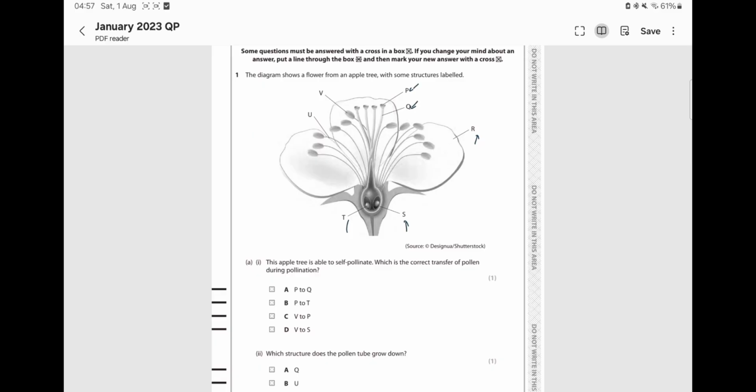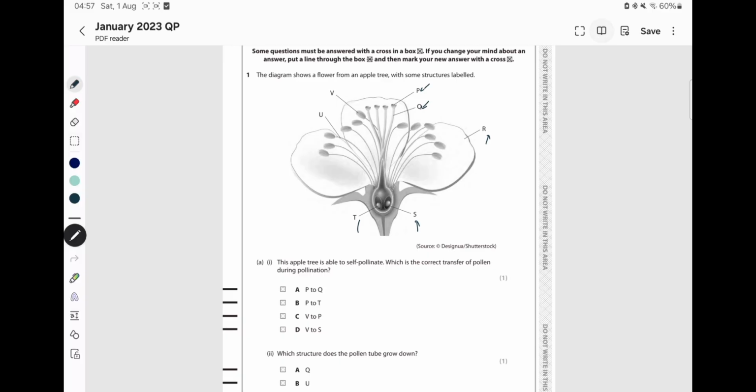Basically it says that this tree is able to pollinate with itself, it doesn't need to do cross-pollination. So where is the pollen transferred from in pollination? The correct answer would be C, which is V to P. V is the anthers and P is the stigma.